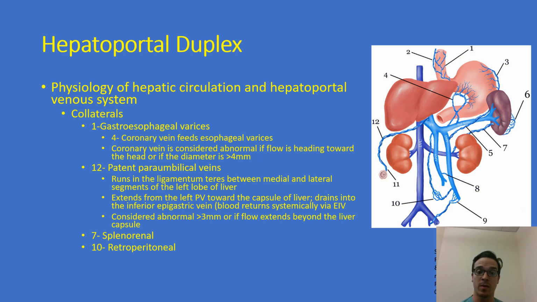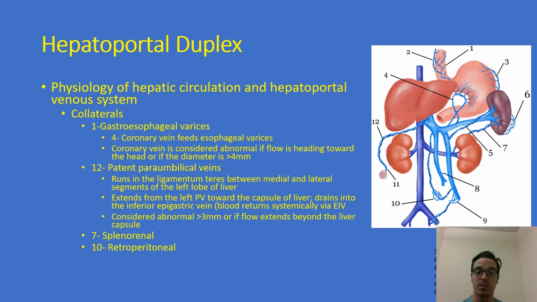They run in the ligamentum teres between the medial and lateral segments of the left lobe of the liver. They extend from the left portal vein towards the capsule of the liver and drain into the inferior epigastric vein. They are considered abnormal if they are greater than 3 millimeters in size or if flow extends beyond the liver capsule.